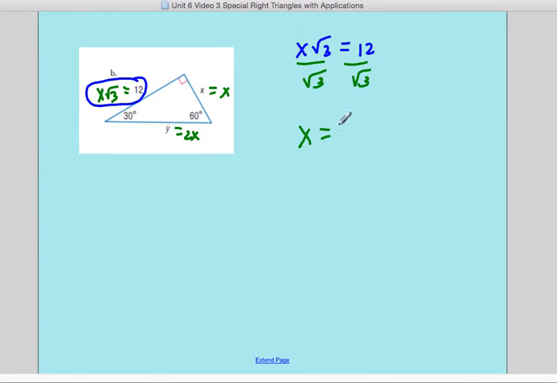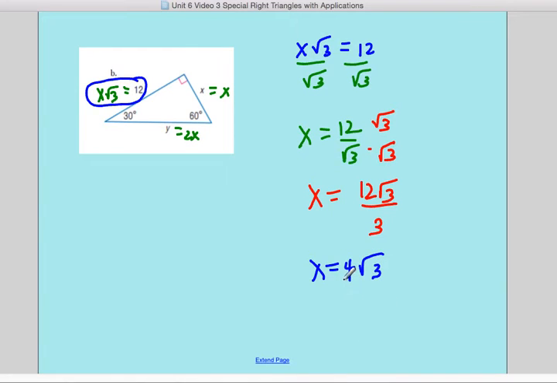I solve for x. Divide by the square root of 3 on both sides. So I have x is equal to 12 over the square root of 3. We need to rationalize, so I multiply by square root of 3 over square root of 3. So I have x is equal to 12 square root of 3 over square root of 3 times square root of 3 is 3. Lastly, 12 divided by 3, 4 square root of 3. Okay, so that's my answer for x. Okay, so I plug it into here. So this one is really just 4 square root of 3.